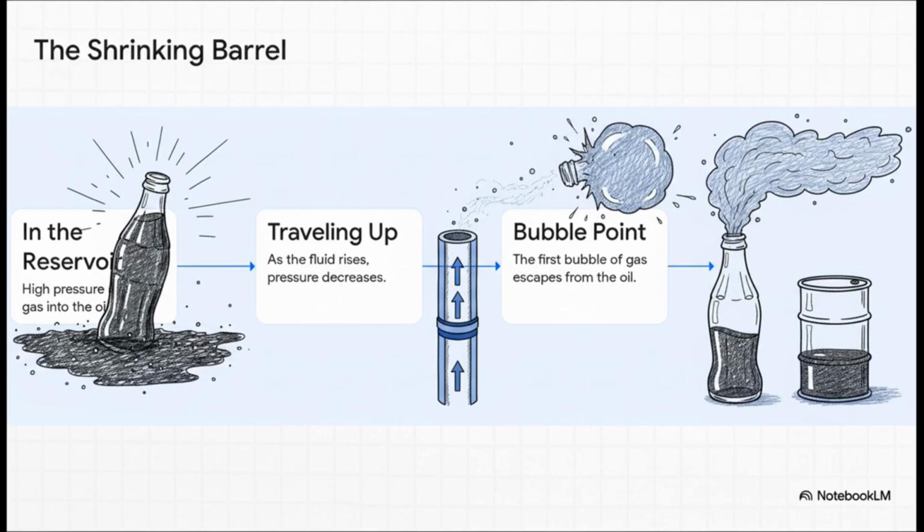Then you hit a critical moment called the bubble point. That's when the very first bubble of gas fizzes out of the liquid. By the time it gets all the way to the surface, so much gas has escaped that the liquid oil has literally shrunk. And this is the absolute key. A barrel of oil underground is not the same as a barrel of oil on the surface.